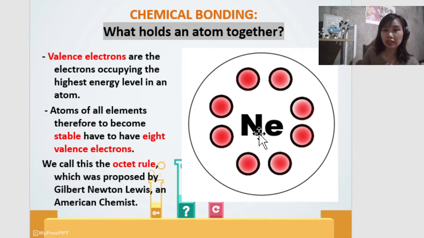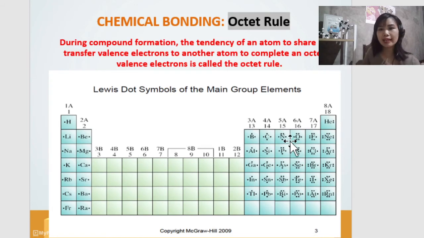Why not 9 or 10? Why 8? Maybe 8 is lucky, no? Okay. So what we call that in chemistry is the octet rule. That was actually proposed by Gilbert Newton Lewis, an American chemist. What we have here is that during compound formation, the tendency of an atom to share or transfer valence electrons to another atom just to complete an octet of valence electrons is what we call the octet rule.